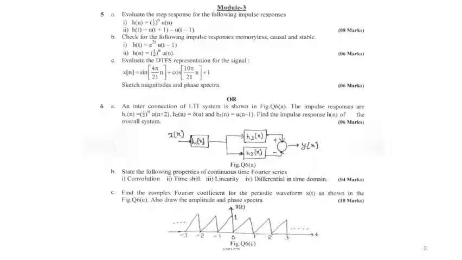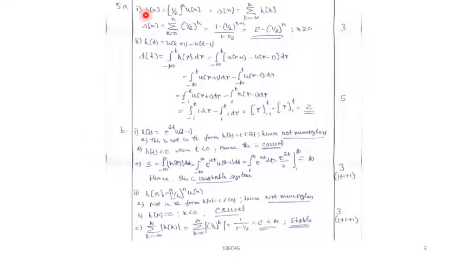Let's discuss the problems now, and how the marks are distributed for each question. The first question is h of n is equal to 1 by 2 to the power n u of n. You have to find the step response of this. The step response is given by s of n is equal to summation over k from minus infinity to n of h of k. You'll get the answer as 2 minus 1 by 2 to the power n, for n greater than or equal to 0. This carries 3 marks.